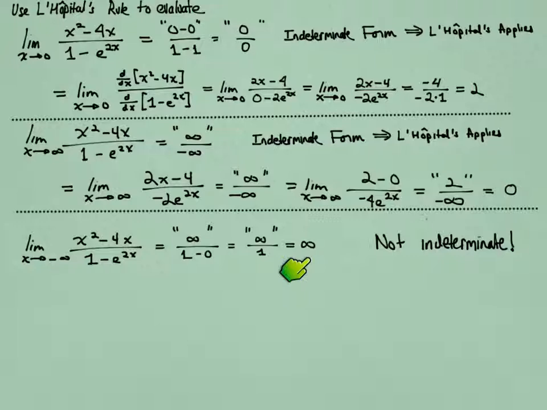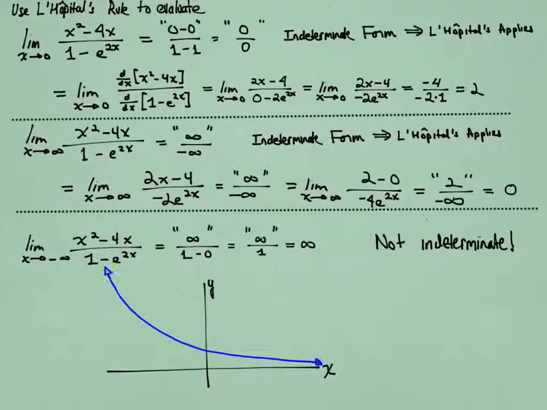I don't need to use L'Hopital's rule here, and in fact I shouldn't use L'Hopital's rule here. It does not apply to forms other than 0 over 0 or infinity over infinity like we saw in the previous two examples. So let's just conclude what we've gathered from these calculations here.